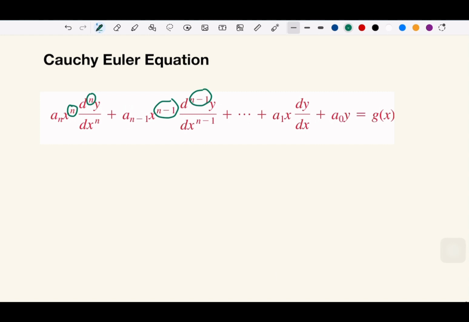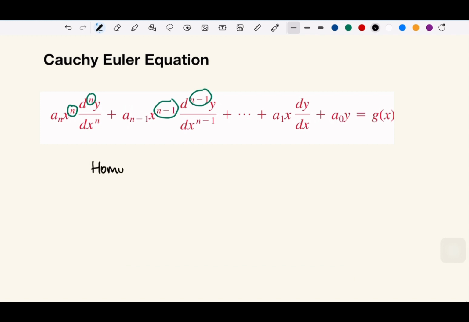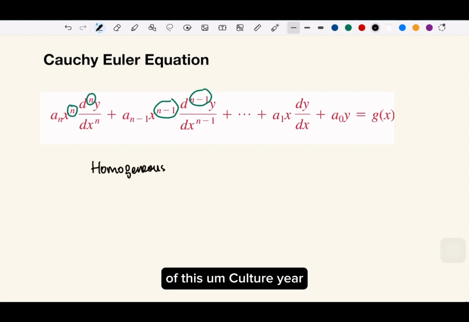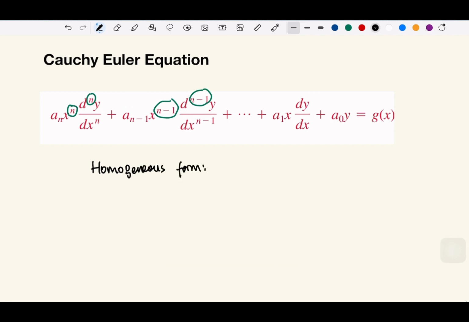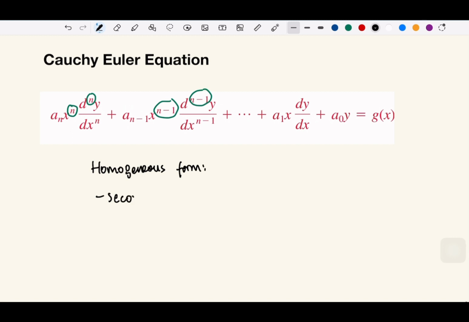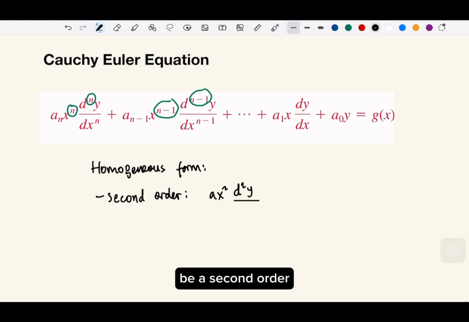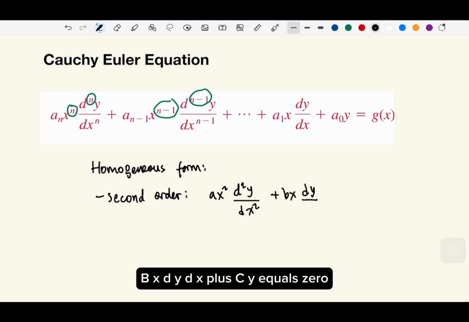So of course, as we mentioned previously, we start with the homogeneous form of this Cauchy-Euler equation, which is, let's say, in the second order. We have ax squared times d squared y dx squared, plus bx dy dx plus cy equals 0.